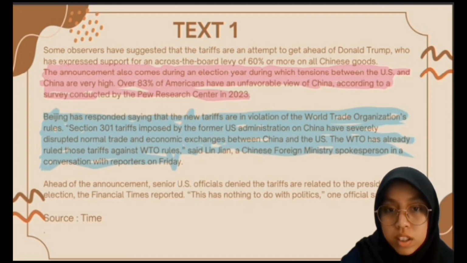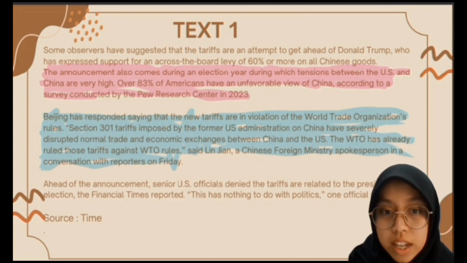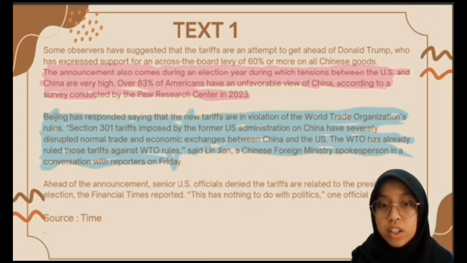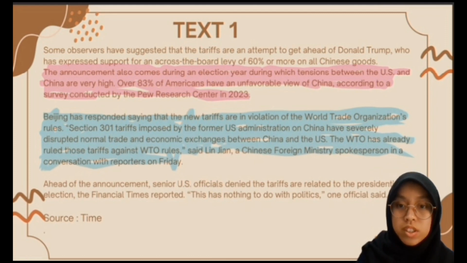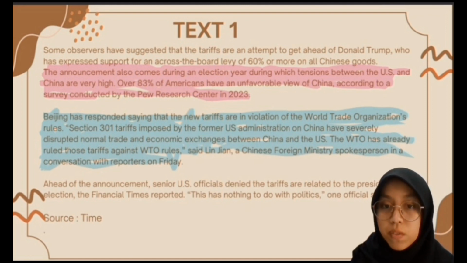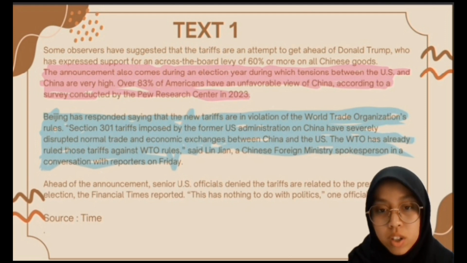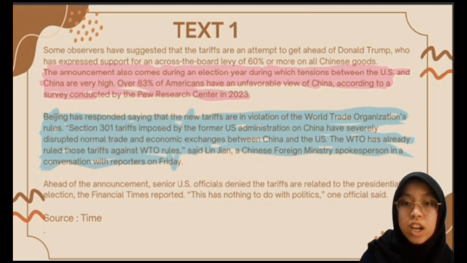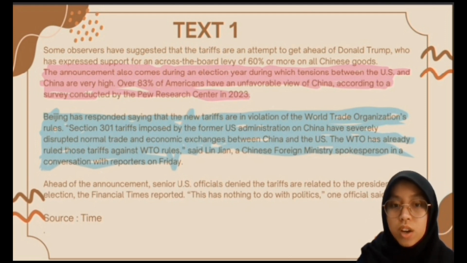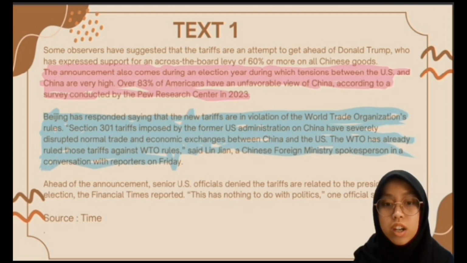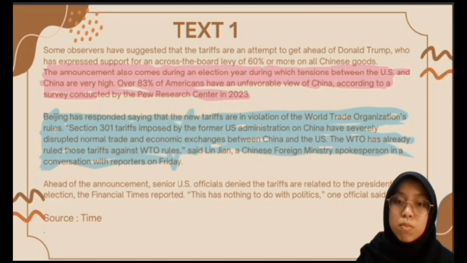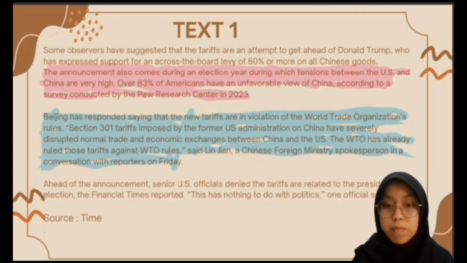Beijing has responded saying that the new tariffs are in violation of World Trade Organization rules. The Section 301 tariffs imposed by the former U.S. administration on China have severely disrupted normal trade and economic exchange between China and the U.S. The WTO has already ruled this tariff against WTO rules, said Lin Jian, the Chinese Foreign Ministry spokesperson, in a conversation with reporters on Friday.